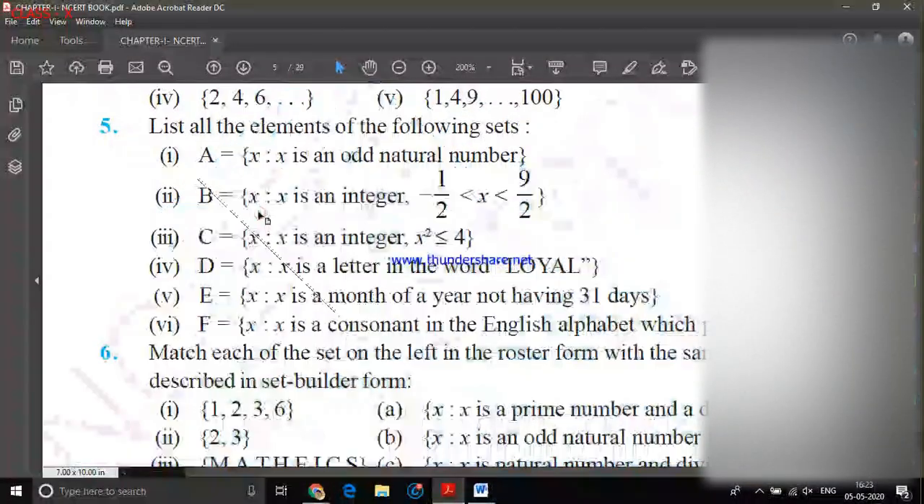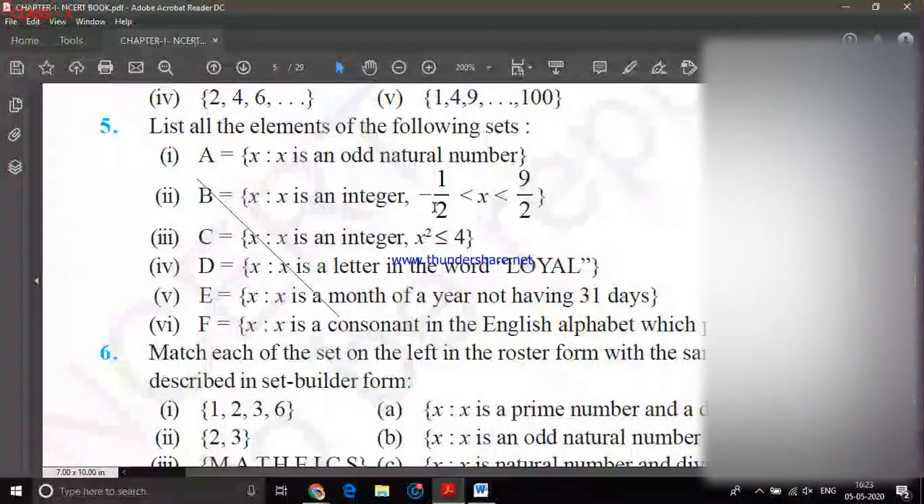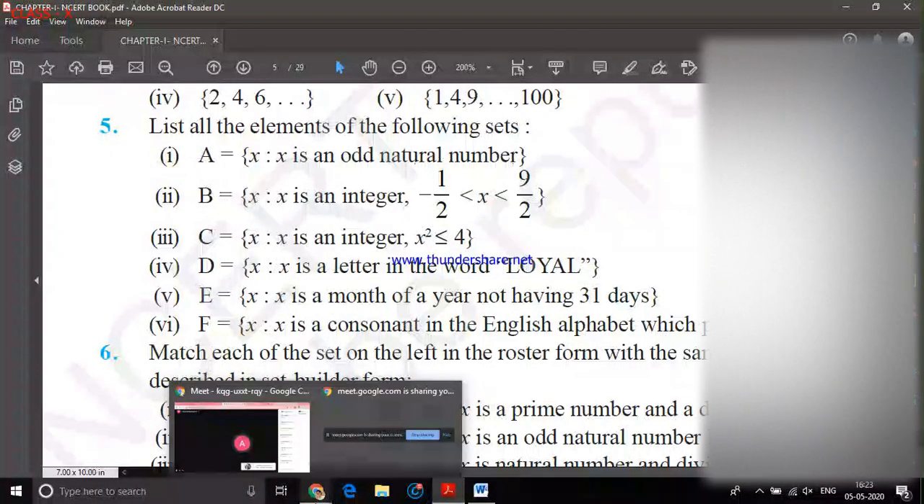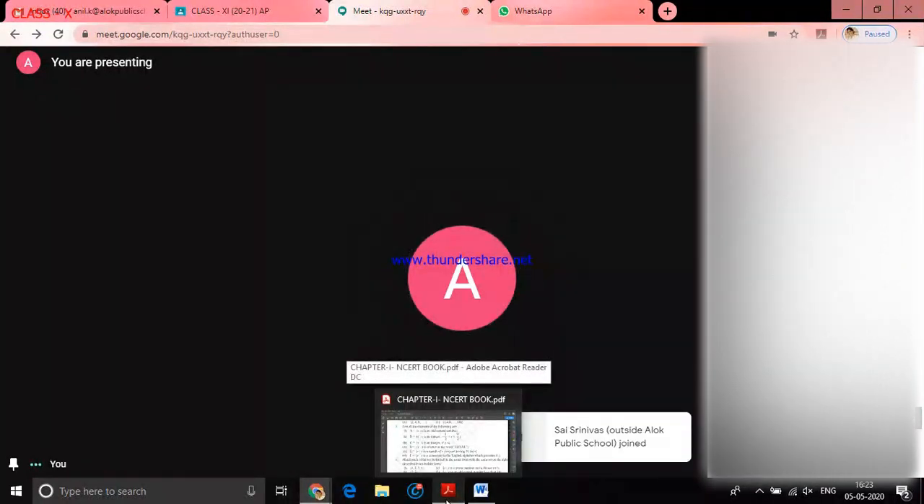Next question B. x such that x is an integer. I want you to answer this one. What are the integers which lie between -1/2 to 9/2? Okay, then I'll explain. Just give the answers. Most of them have given the answers. Yes, she has given the answer.